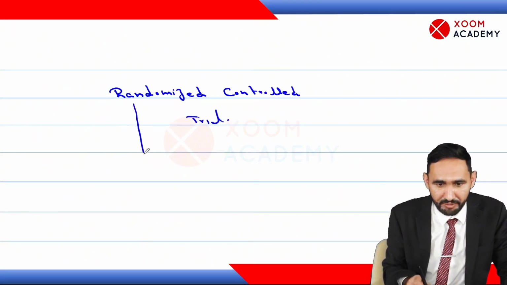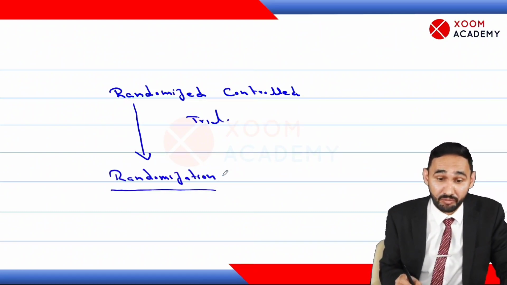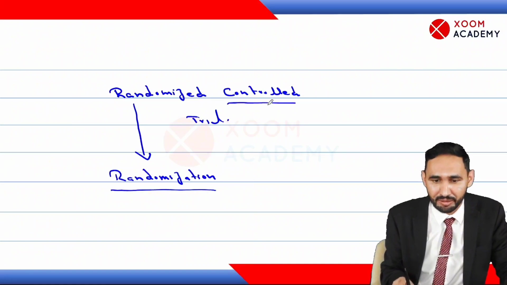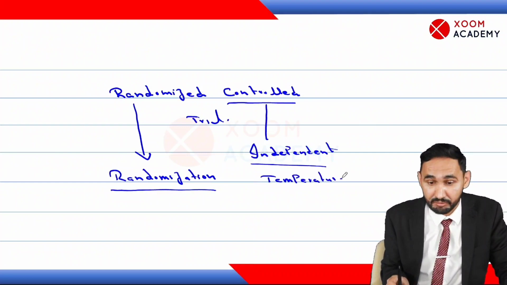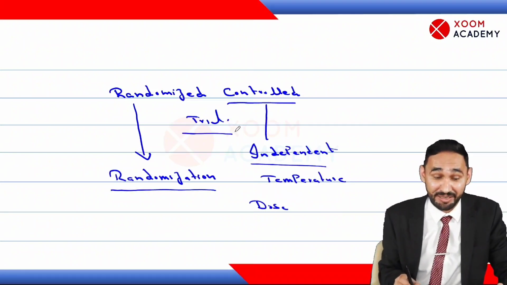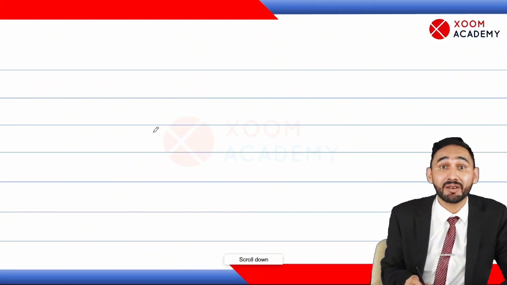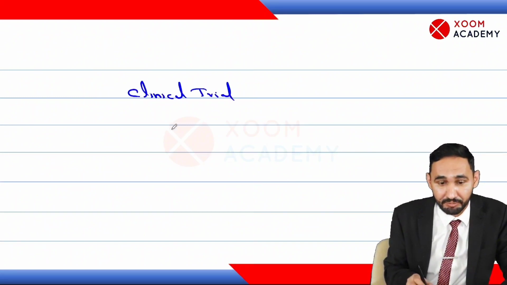Because of three things. Number one, we do randomization: we randomly divide the sample into two groups. Controlled: the independent variable is in our control, like temperature, like dose of drug. And trial means experiment. What are various examples of randomized controlled trial? Clinical trial and preventive trial.